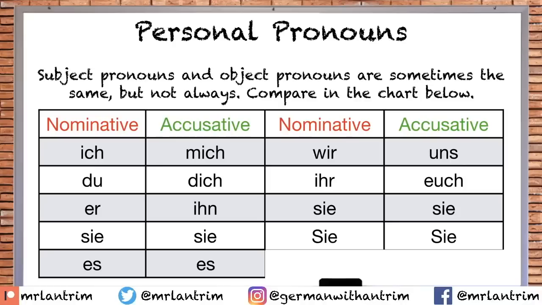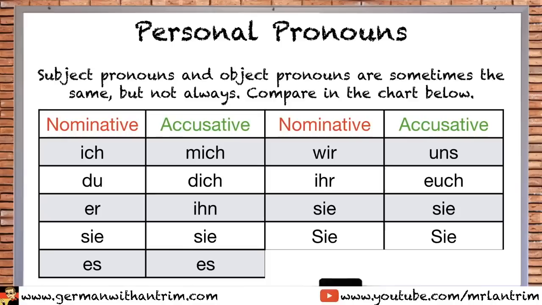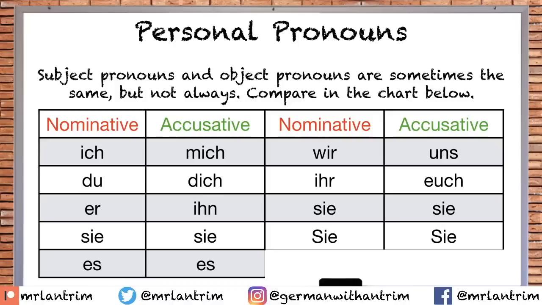Z and S don't change between nominative and accusative in a similar way that der changed to den. So we have er changing to ihn. That's an R ending to an N ending. You'll notice that that ending still stays the same. Die and das don't change in that form. And so the same thing happens to the pronoun that would replace a feminine or neuter noun. There's no change between nominative and accusative. It's just sie and sie and es.